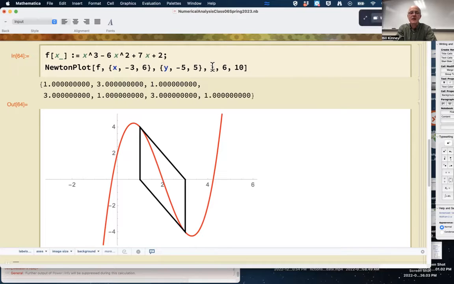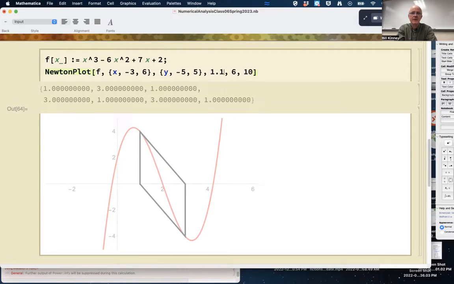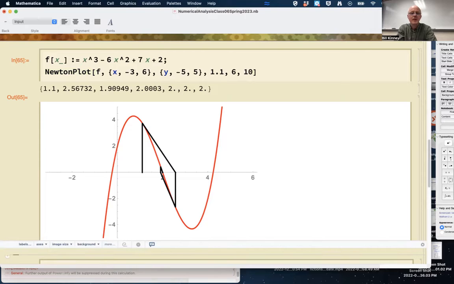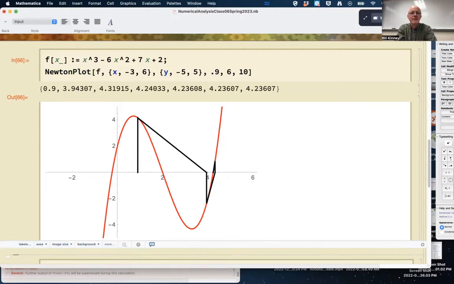What if I change the input, the seed here slightly from 1 to say 1.1? Now it does seem to be working, seems to be converging to that, although in an oscillatory way. That's kind of interesting. What if I picked a number less than 1? Then it's converging to something else. So the moral of the story here is unexpected things can happen.